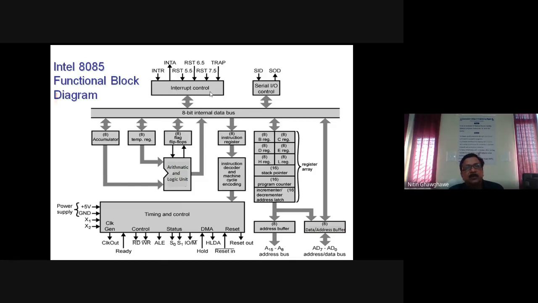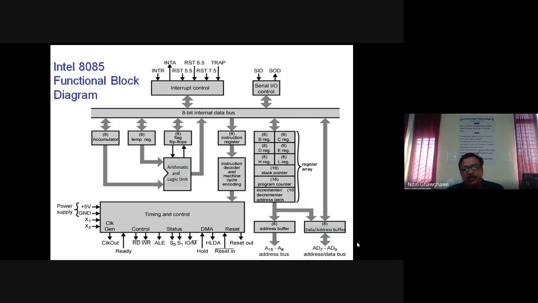Then here is the interrupt control unit, where various interrupt pins are connected. Of course, there is internal circuitry of this interrupt control. Then signal I/O control, input output control. Further, this is timing and control. All of these operations, for example, fetching of an instruction, then execution, whether it is some arithmetic operation or logical operation, whatever it is, all these operations are controlled by this timing and control unit.